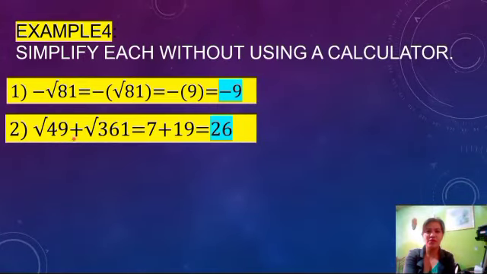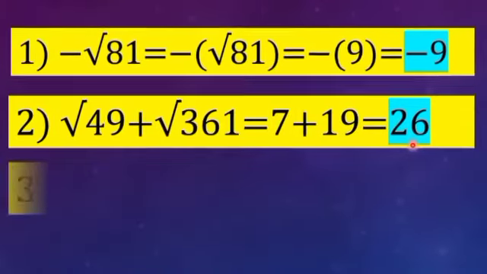Next. Square root of 49 plus square root of 361. So, square root of 49 is 7. Square root of 361 is 19. So, ibig sabihin, 7 times 7, 49. 19 times 19 is 361. So, if we add the roots, 7 plus 19 is equal to 26.